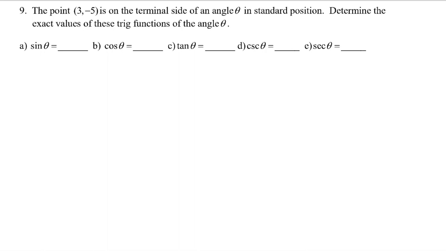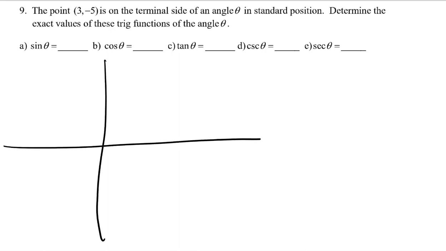Okay, number 9 says we've got this point on the terminal side of an angle in standard position. So they're certainly asking us to do some trigonometry here, and trigonometry is the study of triangles, so at some point we need a triangle. And when it says the angle is in standard position, I know the starting side is going to start on the positive x-axis. We've been doing that since section 4.1.